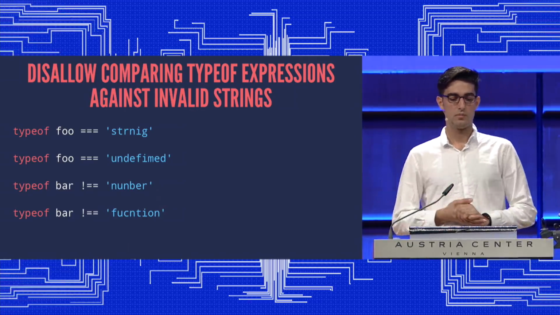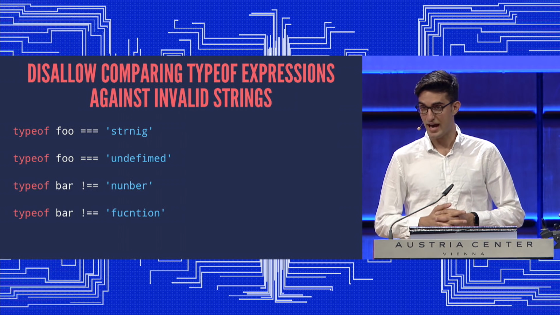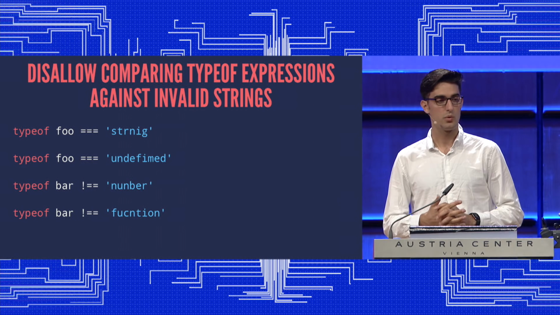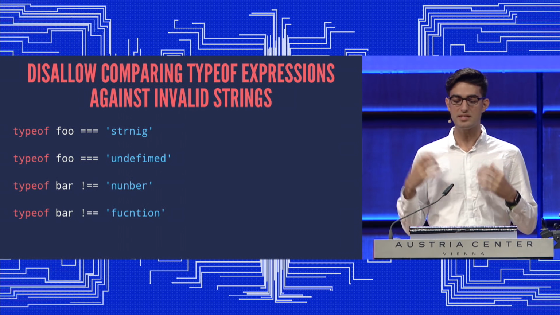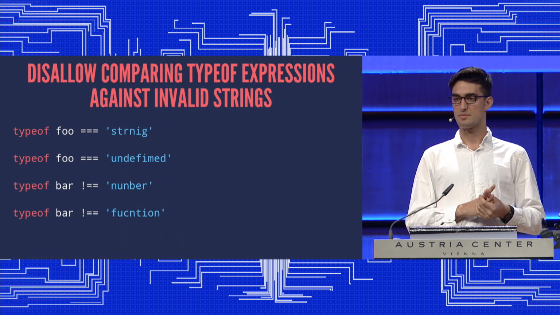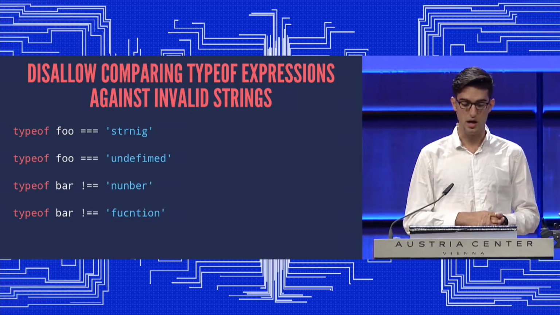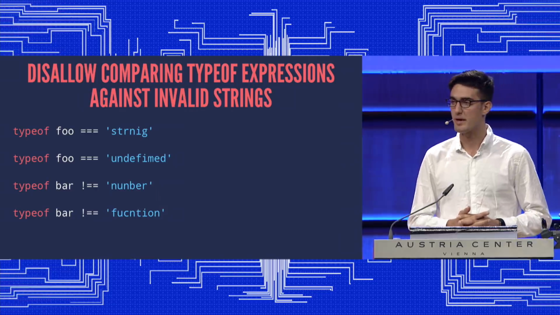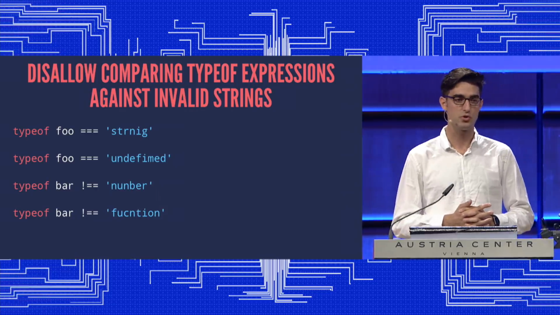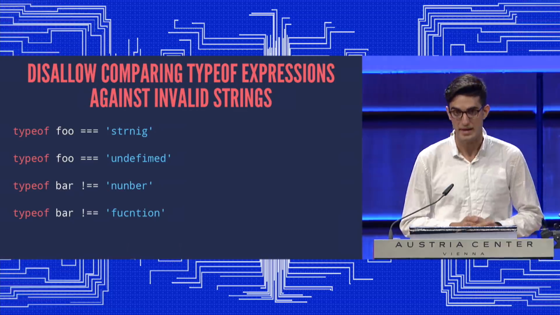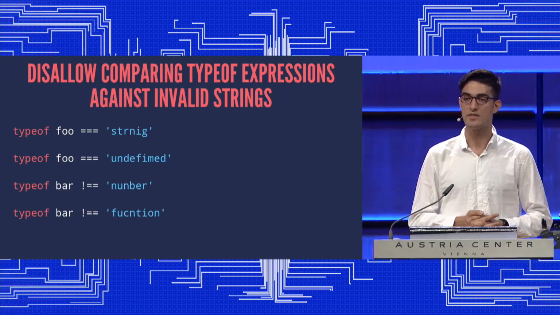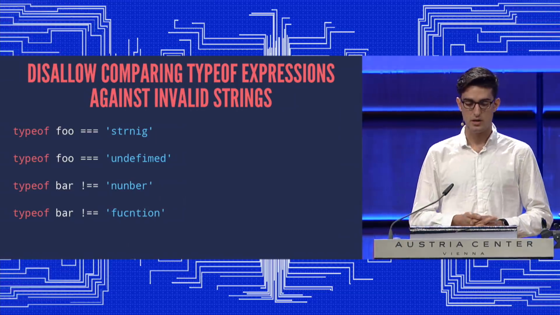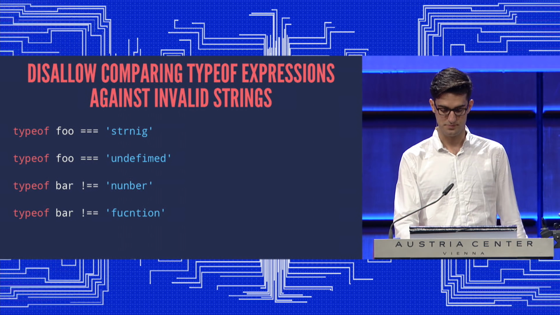So this rule enforces comparing typeof expressions to valid string literals. So what this means is that typeof, basically, can only return one of 5 or 6 possible strings that tell you the type of the variable. And so let's just make sure anytime typeof appears in our code base that we're comparing the result to one of those strings that we know it must be. If we compare it to anything else, then that expression will always be false. So this is almost certainly an error.